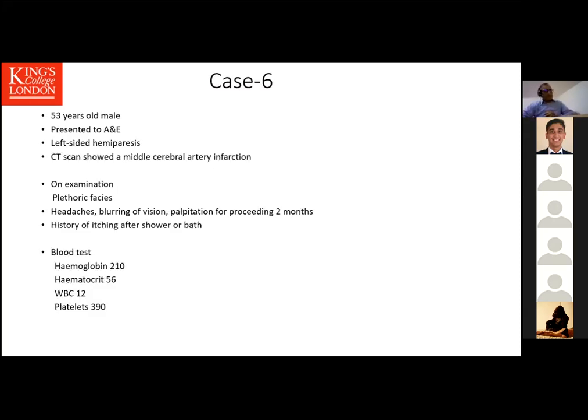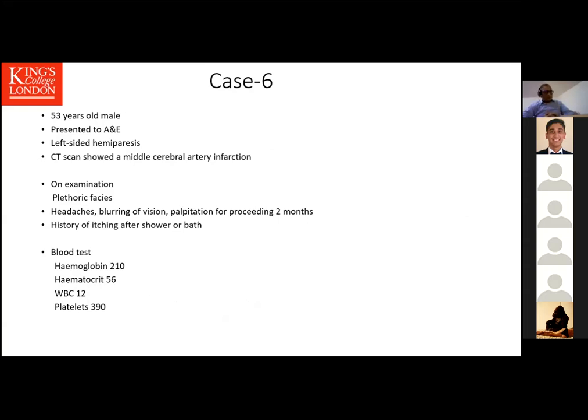Case 6, a 53-year-old male presented to A&E with left-sided hemiparesis. CT scan showed a middle cerebral artery infarction. On examination, he has got a plethoric face. So he's got a very red, angry-looking face. He is also complaining of headaches, blurring of vision, and palpitations for about the previous 2 months. There's a history of itching after a shower or bath. Okay, so note down all these things.